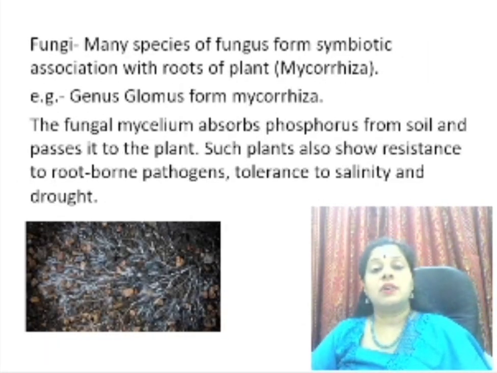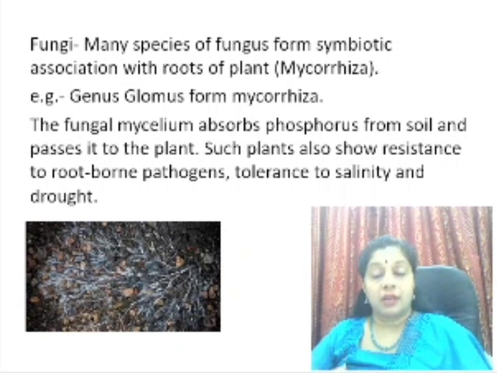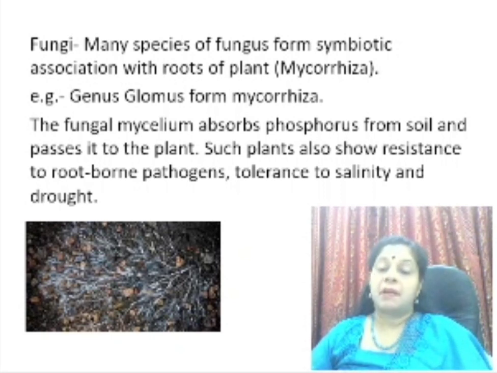So this is also a kind of mutualism, or an association where both are benefited. Here mycorrhiza is an association where the fungus is providing. You have to clearly remember this because the same concept we will learn in ecology also. What is it? The fungus is providing, or absorbing, phosphorus. It helps in protecting the plant from root-borne pathogens, and gives tolerance to salinity and drought. At the same time, the plant will provide the fungus with nourishment.